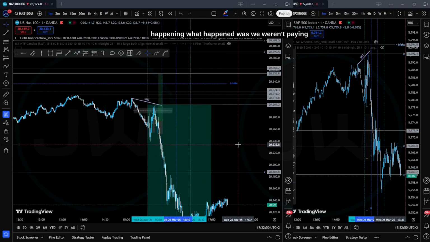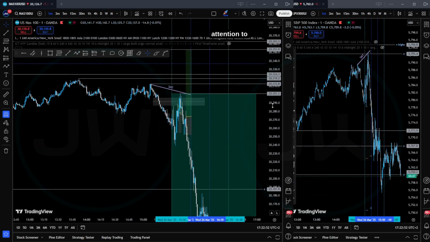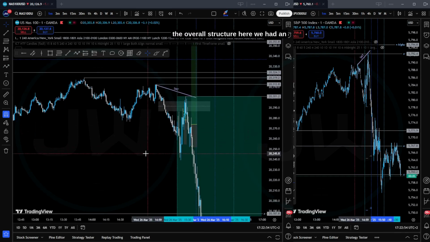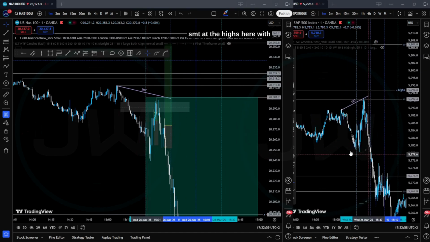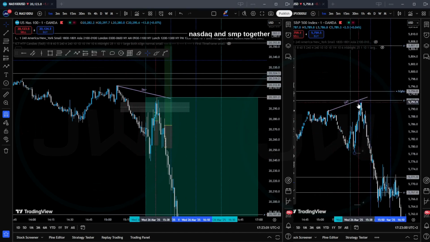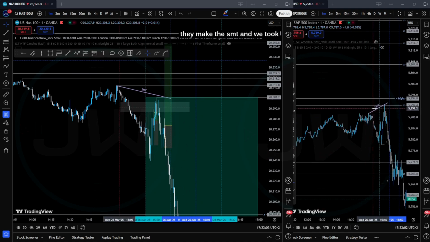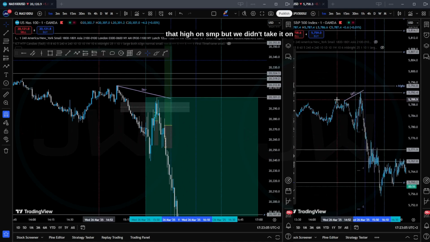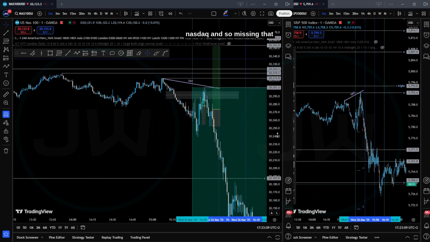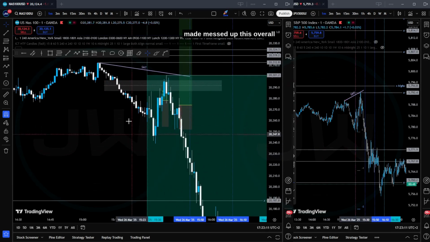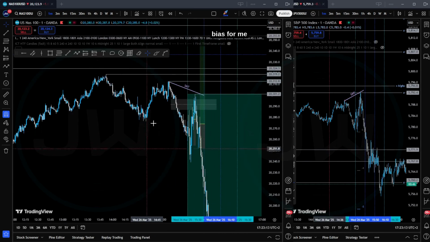What happened was we weren't paying attention to the overall structure here. We had an SMT at the highs here with NASDAQ and S&P together, they make the SMT. And we took that high on S&P, but we didn't take it on NASDAQ. And so missing that messed up this overall bias for me.